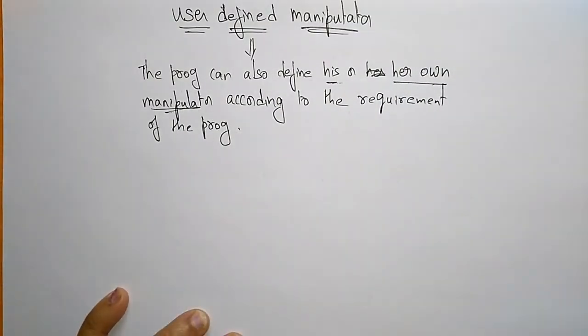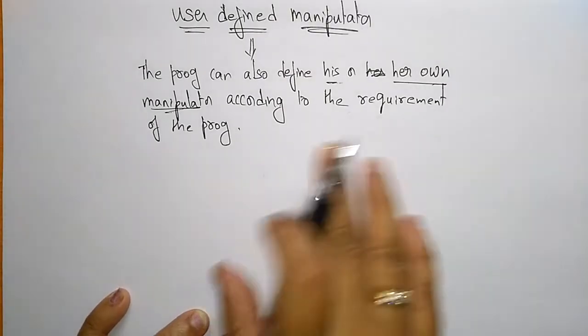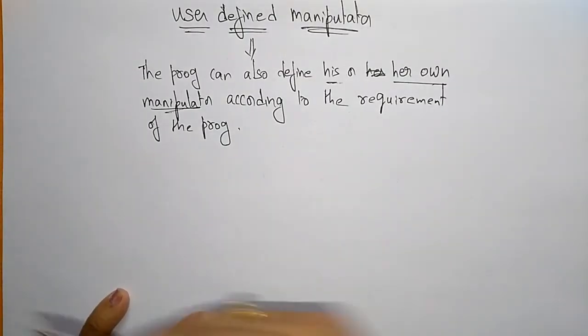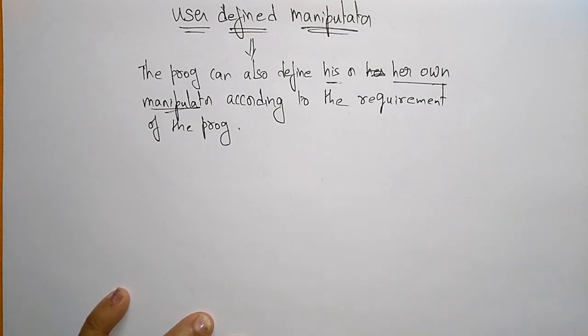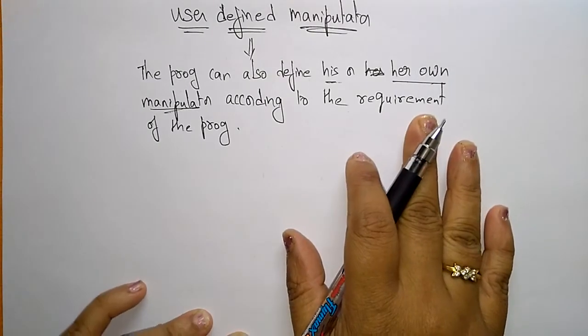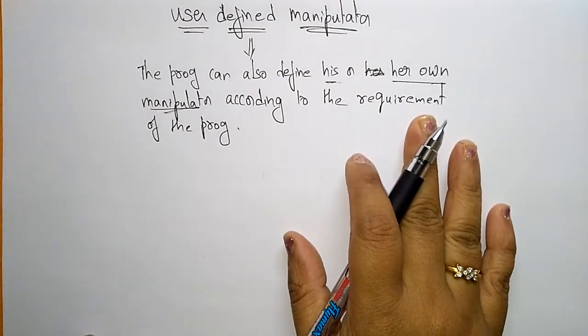You can use your own manipulator, but that should be according to the requirement of the program. So if your program requires a new manipulator, you can use your own manipulators. That facility is available in this user defined manipulator.